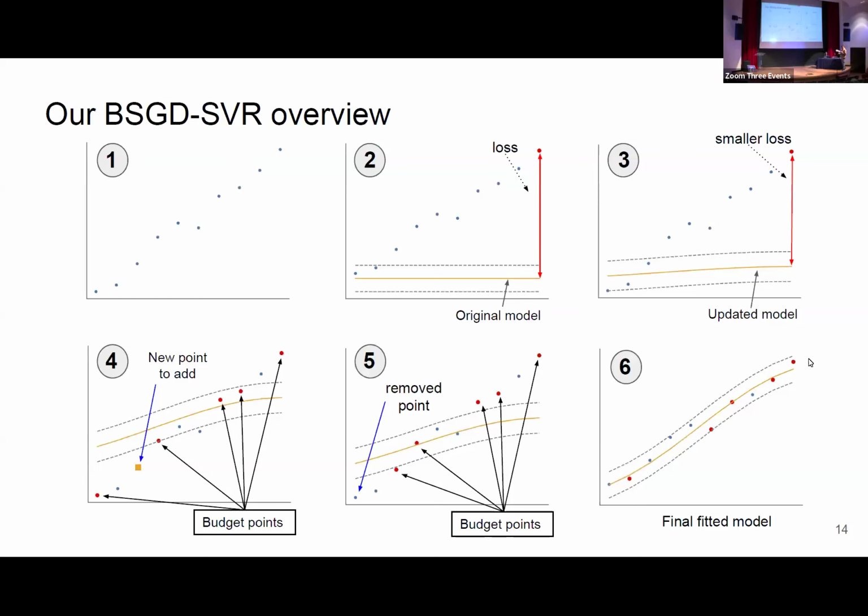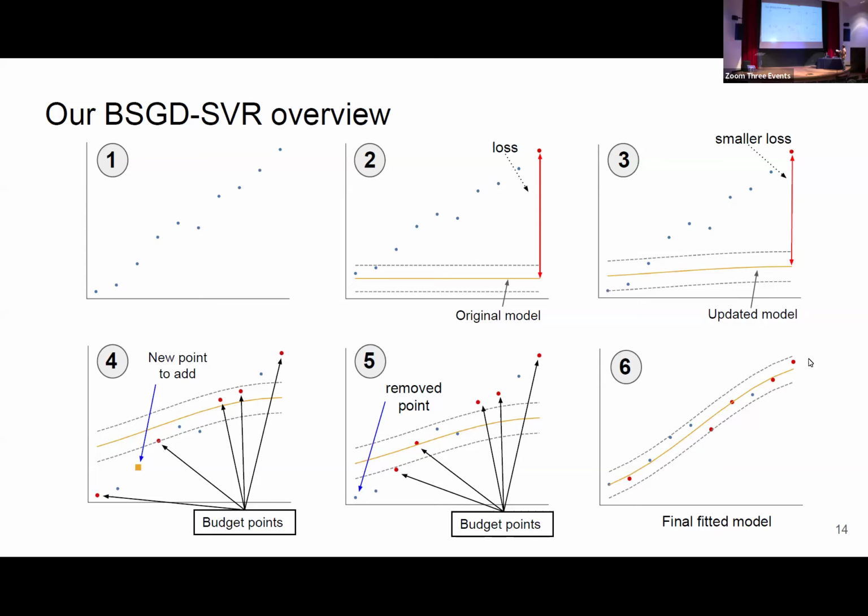So here's an overview of our protocol. The first step, you have a bunch of data points that you want to train your regression model. Step 2 is you pick one data point and you compute the loss between the actual values and the predicted values of the original model. And in step 3, you use stochastic gradient descent on this one data point, and you try to minimize the loss, and you update your model.